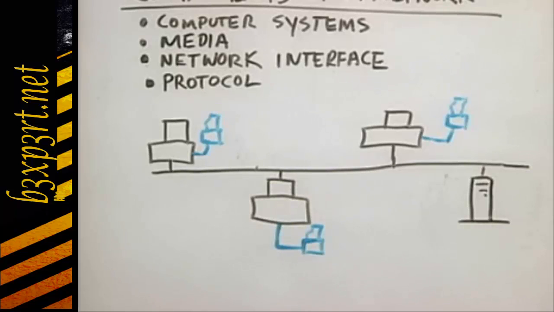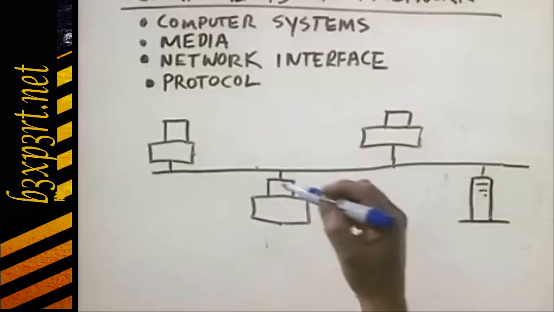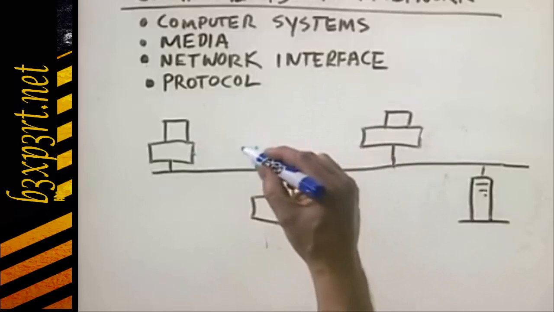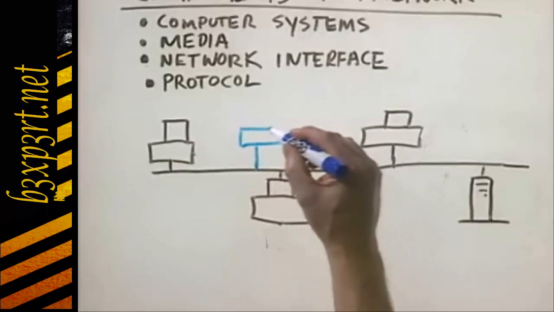Well, most of the day this printer is sitting idle waiting for work. That's a terrible waste of resources. Networks allow you to share peripherals such as printers between hundreds of different users. For example, we can take a printer, we can install a network interface in it, and connect it right to the network.